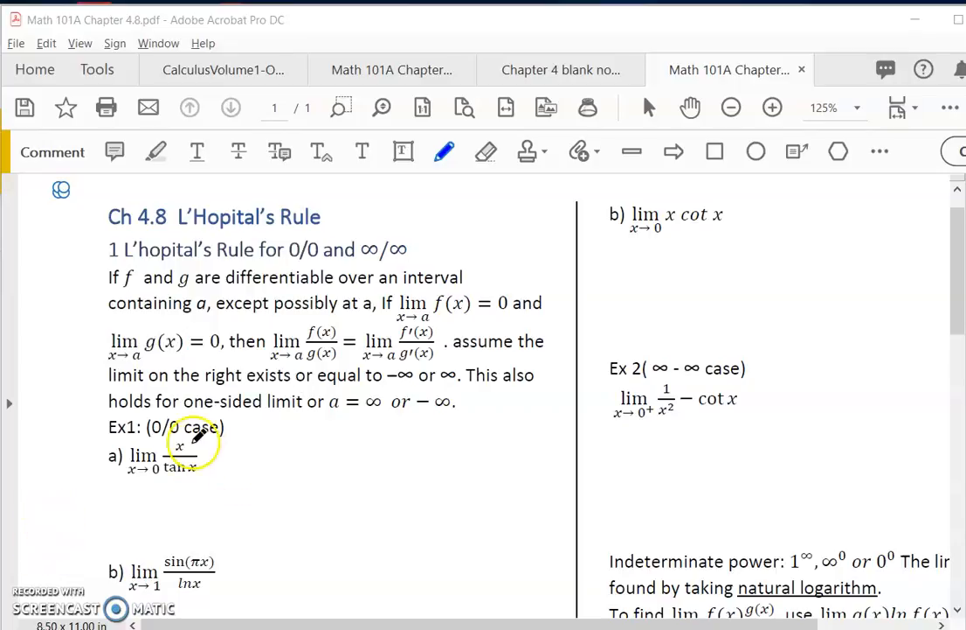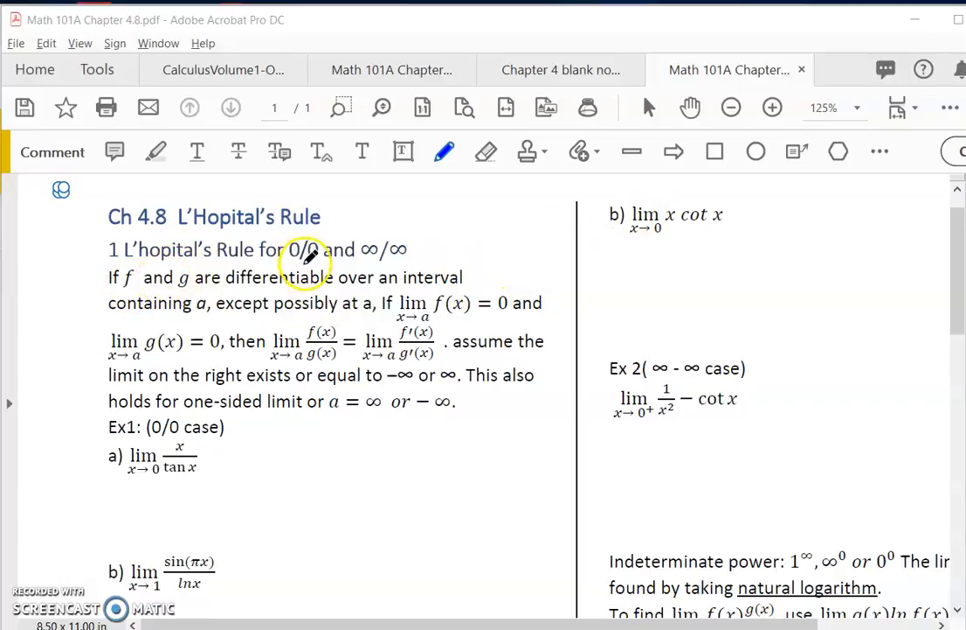Like for example, you have a ratio of x and tangent x. You can't really factor them, but they're in indeterminate form, right? And it is not a limit to infinity, so you can't divide by x. So this rule lets you actually use the derivative to find the limit. So let's look at the rule.